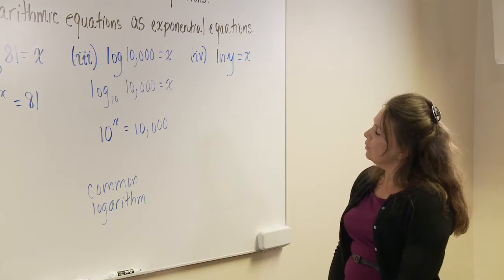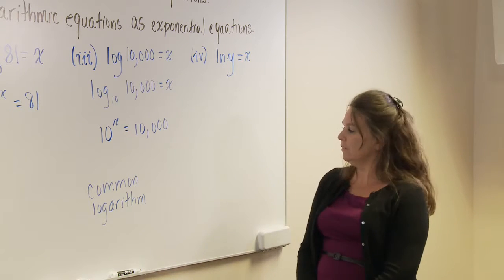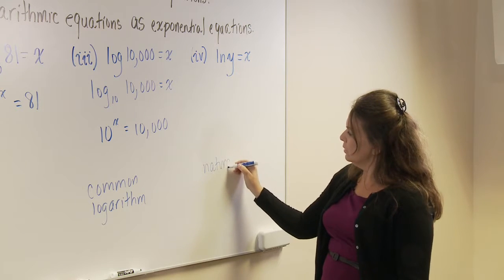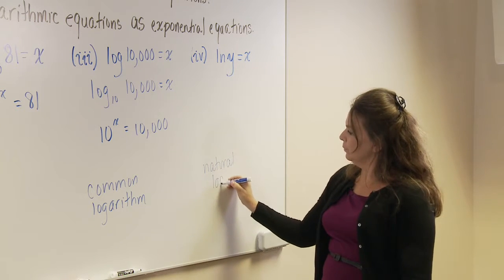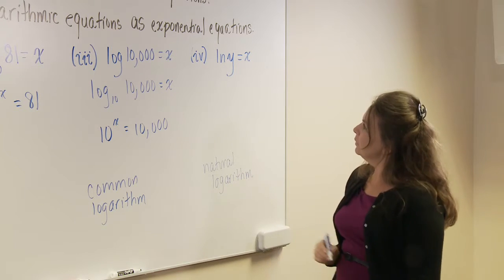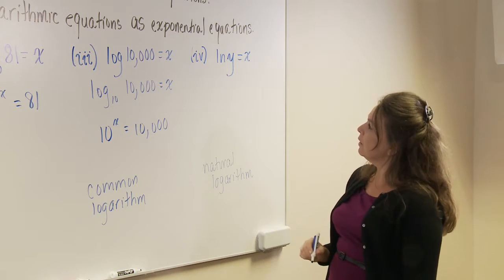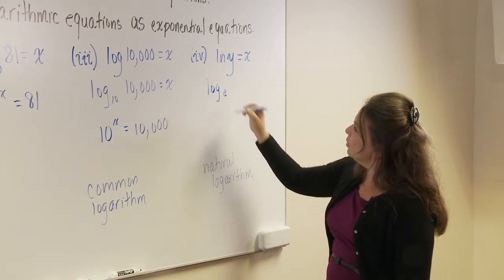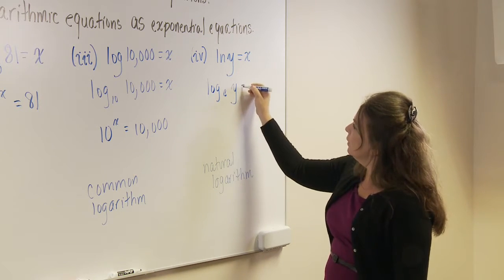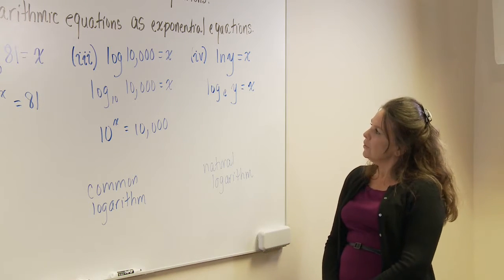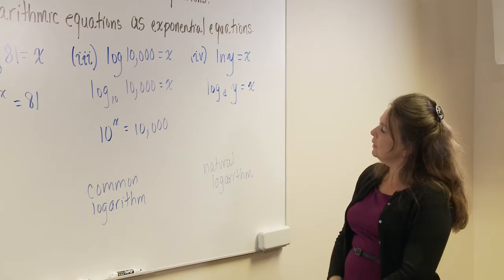So the natural log has a base of e. So this is the natural logarithm. And the base of the natural logarithm is e. So to emphasize, I could say, well, this is the same as log base e of y is equal to x. So in this case, our base is e.